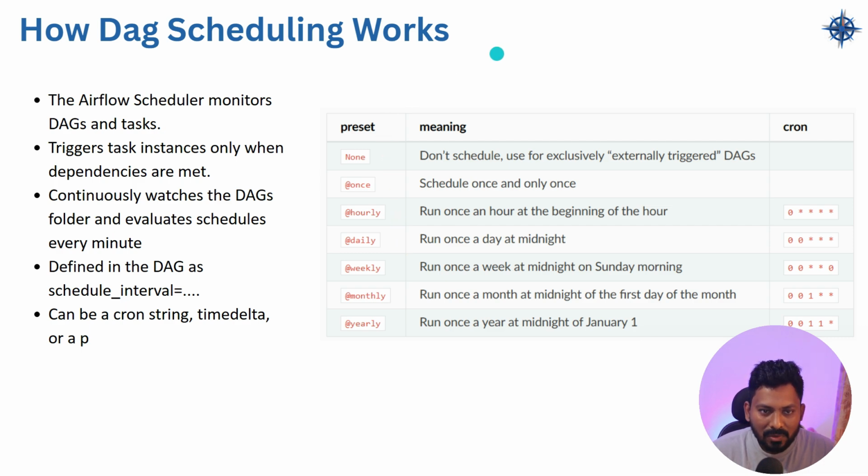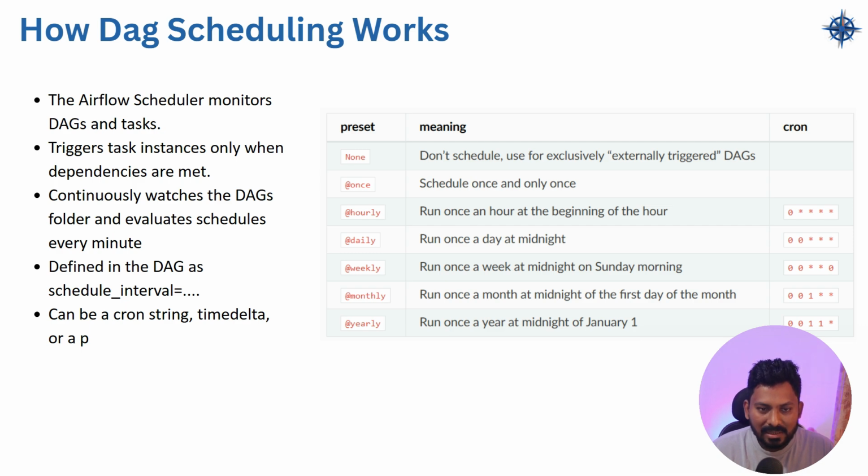If we use the preset None, it means this DAG is not scheduled. You can trigger this DAG manually, and then it will run only once. Then you can schedule it as @hourly, which means it runs once in every hour, at the beginning of the hour, starting from 12 midnight. Then you can use the preset @daily, which means it runs once a day, at midnight. Then you can schedule it with the @weekly preset, with the @monthly preset, or @yearly.